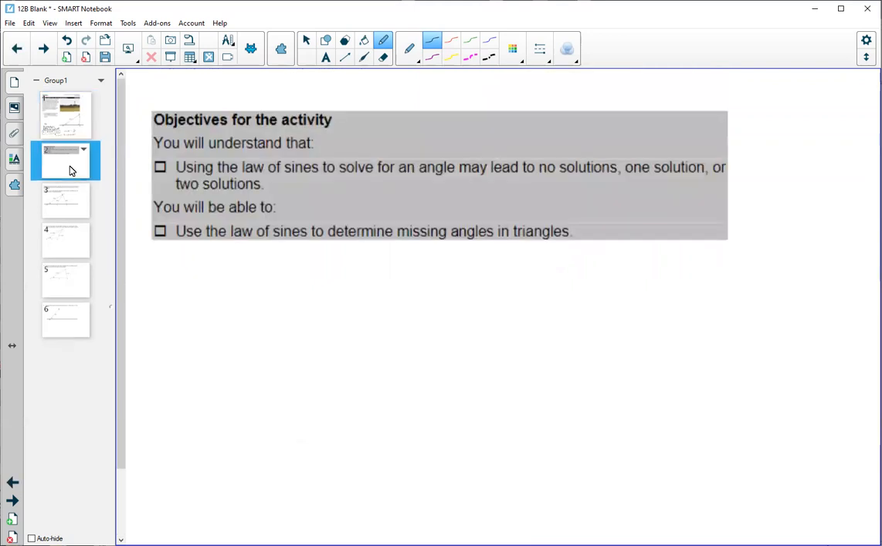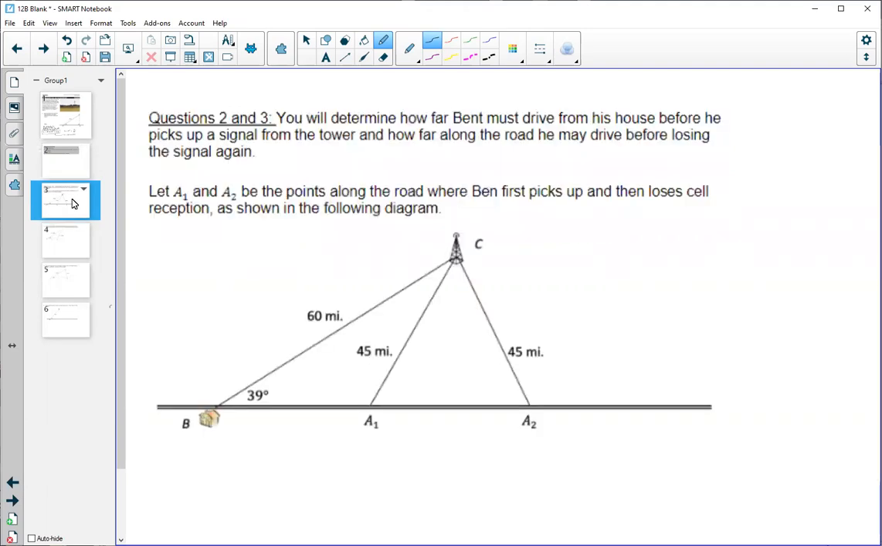Objectives for the activity. You will understand that using the law of sines to solve for an angle may lead to no solutions, one solution, or two solutions. You will be able to use the law of sines to determine missing angles in triangles. So, next page. This says questions 2 and 3. You will determine how far Ben must drive from his house before he picks up a signal from the tower, and how far along the road he may drive before losing the signal again.